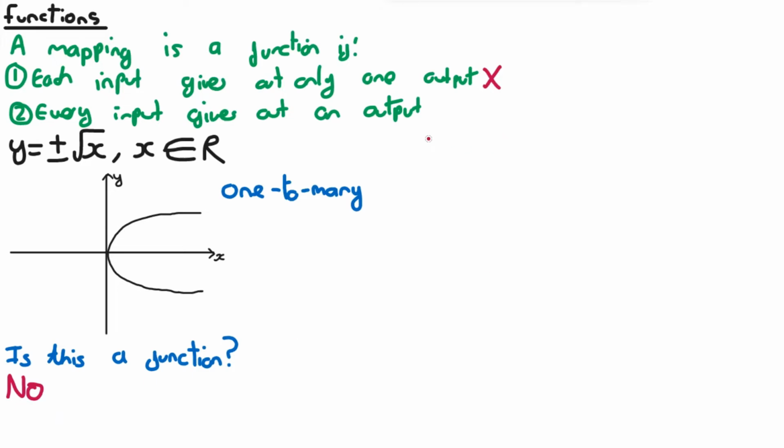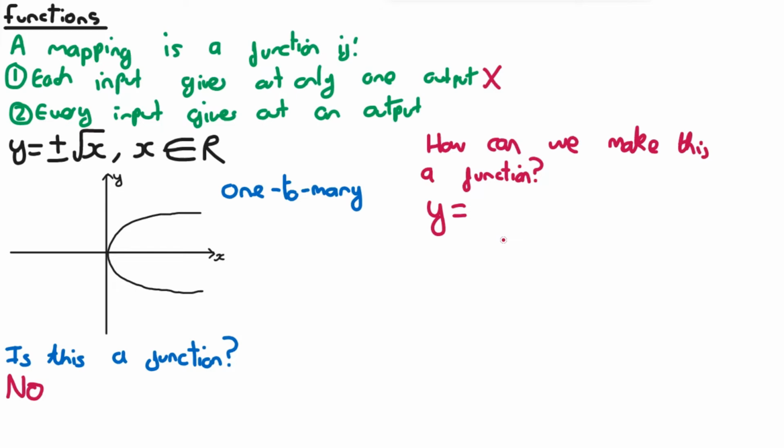So now the question is, how can we make this a function? Well, what we can do is we can say that rather than the mapping being y is equal to plus or minus root x, we can say that it is just positive root x, which of course we can just write as root x. Of course we could do this for the negative instead, but let's just do it for the positive. And what this will do is get rid of this section of the graph. It will just get rid of it because it cannot equal the negative square root now.